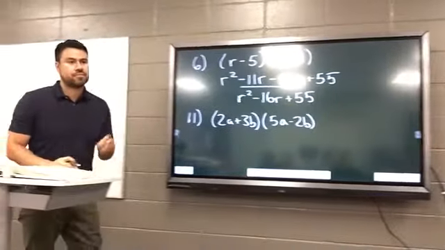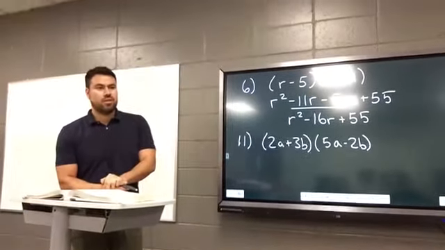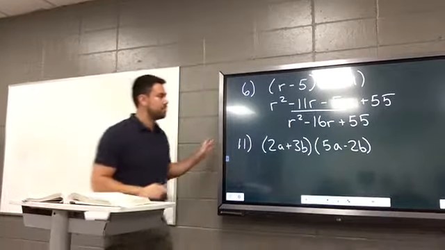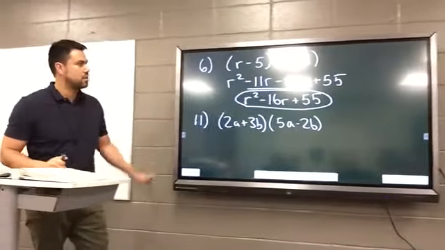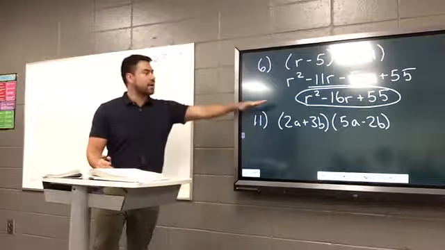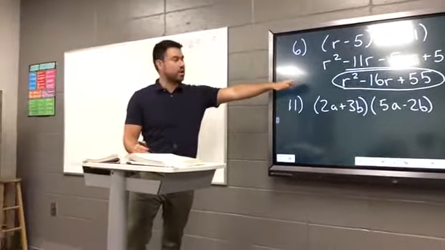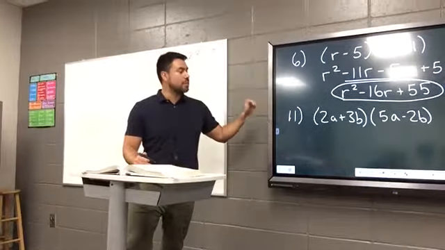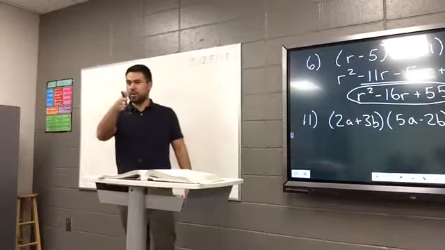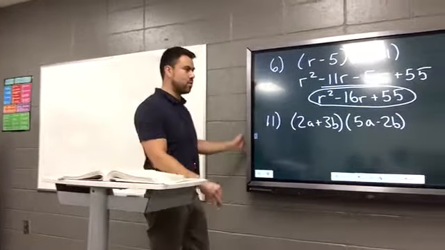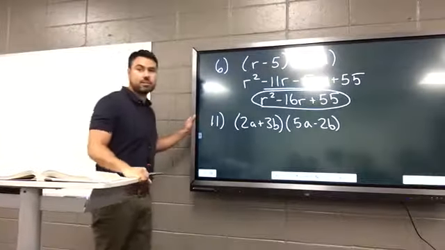Yes, sir? Are we ever going to have a problem that there are no like terms? Yes. Or you can't combine anything after you multiply it out? Yeah, that happens. Okay. How many of you got that for your first answer? Number 6? Okay, good. That's a good sign. Number 11 is a little more difficult because every term has a variable and it's not always the same variable to combine as easily, but you do it the same way.